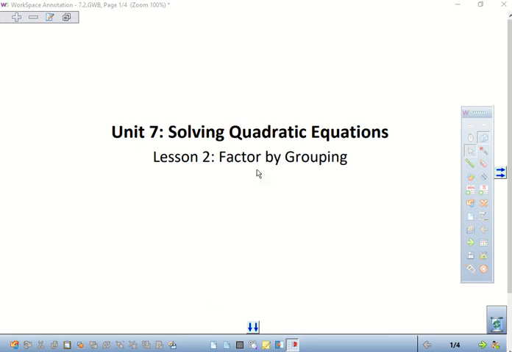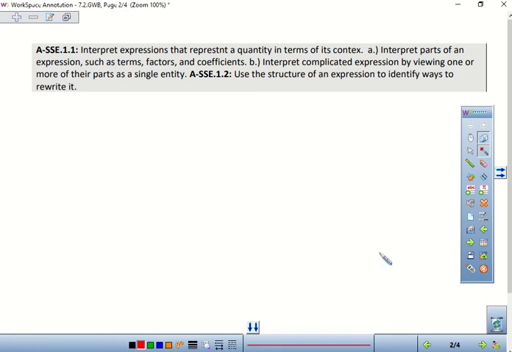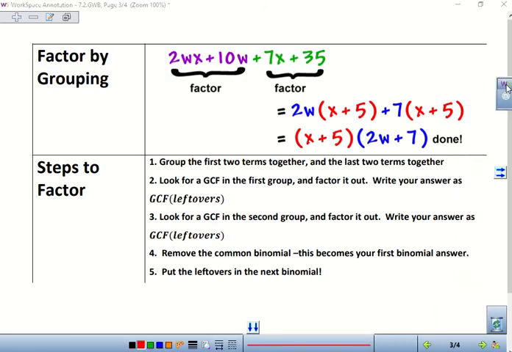Alright everyone, so today we're going to be doing Unit 7, Lesson 2, which is Factor by Grouping. So here's the standard that this concept relates to, okay? So let's talk about what factor by grouping is. It's exactly as it sounds.